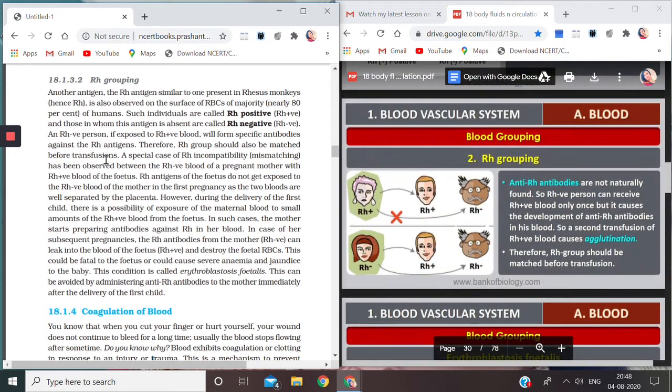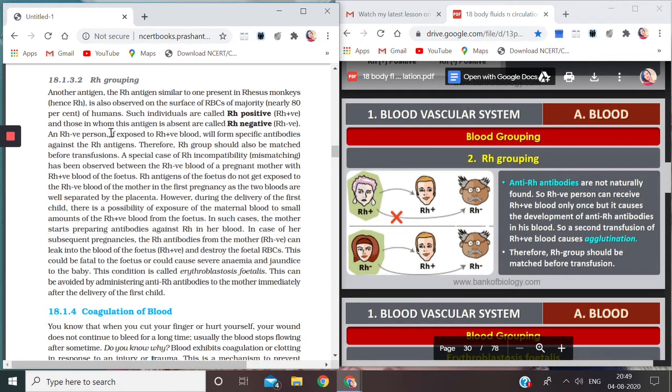Now see here children, in your NCERT, an Rh negative person. Please pay attention. This is a very important question and it will come in your exams. If an Rh negative person is exposed to Rh positive blood, suppose there is an accident and he requires some blood transfusion, and without testing this Rh factor, the doctors just introduce the blood into the body. So what happened?